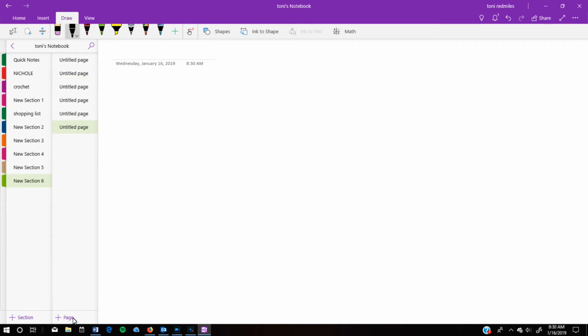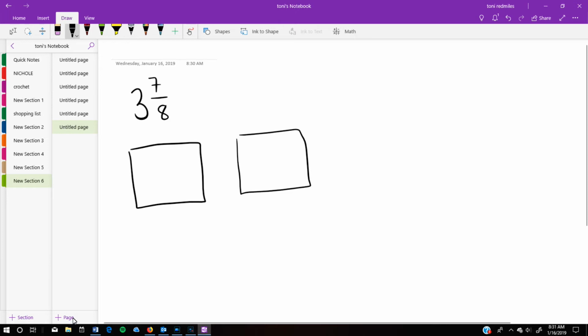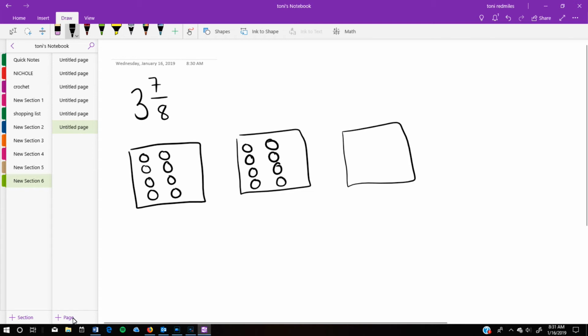Okay, so with this, I'm going to do it both ways. So 8 cookies in each bag, and I have 3 bags of cookies. So this is saying I have 8 cookies in each bag, and then I have 7 left over.